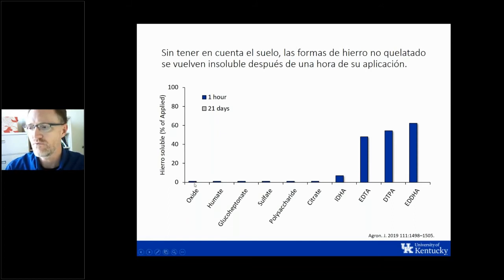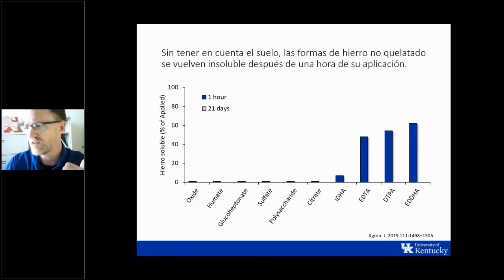So when you're looking at different iron sources, oxide, of course, is insoluble, so it's not going to have any solubility within 1 hour. But humate, glucoheptonate, and sulfate, which is the most common iron source in many granular fertilizers, polyflavonoid, all these iron sources, once they enter the soil solution, they oxidize very rapidly and form iron oxide. So we have to chelate them. Well, in many parts of the EU, these chelates are not allowed. So EDTA, DTPA, and EDDHA greatly increase the solubility of iron in our soils. But unfortunately, many of these are not available or not allowed in the EU.